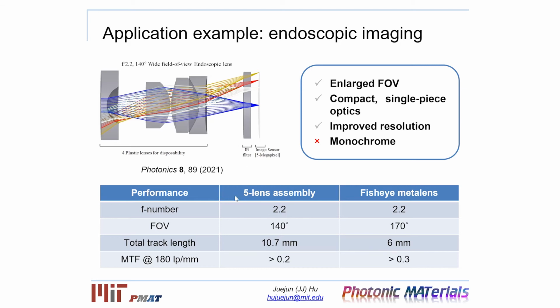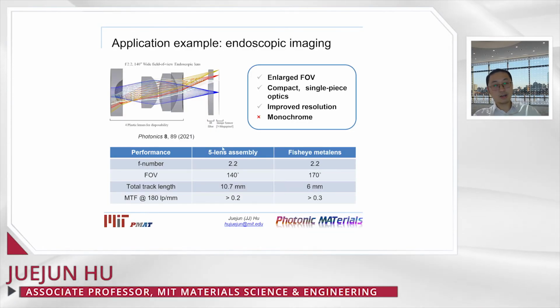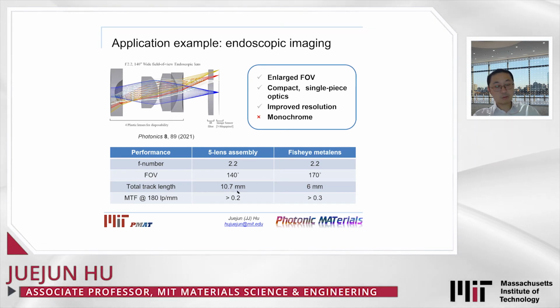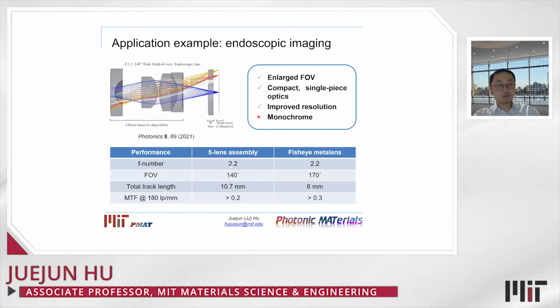If you look at the performance of this 5-lens assembly here, we have designed a fisheye meta lens with the same f number, but offering an enhanced field of view, a reduced track length almost cut in half, and at the same time improved resolution compared to the conventional refractive lenses. So this design example illustrates that our technology can potentially offer endoscopic imaging instruments with enhanced field of view, improved resolution, and at the same time a much more compact footprint, which is critical for endoscopic imaging.